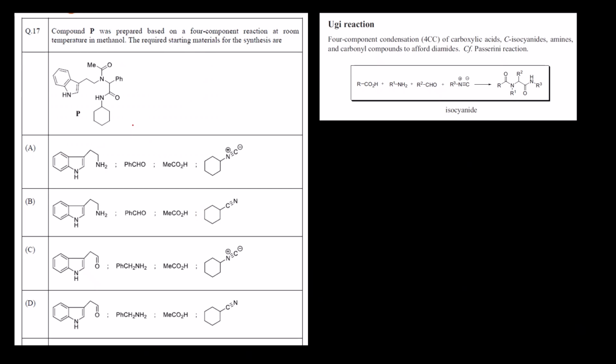Okay, let us see the next question. Compound P was prepared based on a four component reaction. What is the meaning of four component reaction? You take a beaker or a reaction vessel, and you take four reactants all together. That is why it is called a four component reaction.